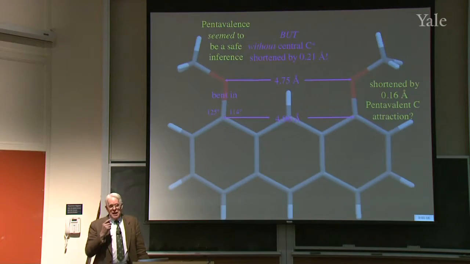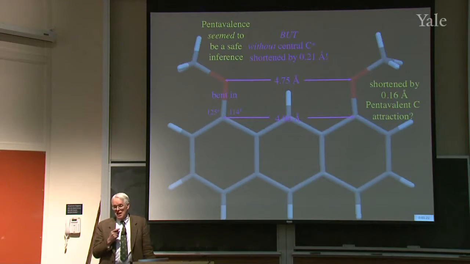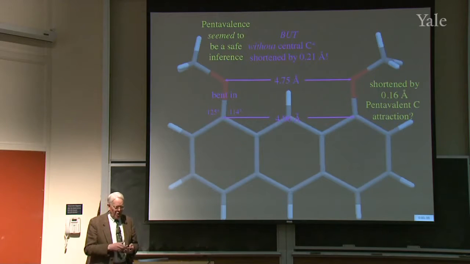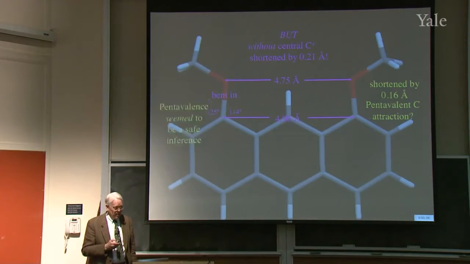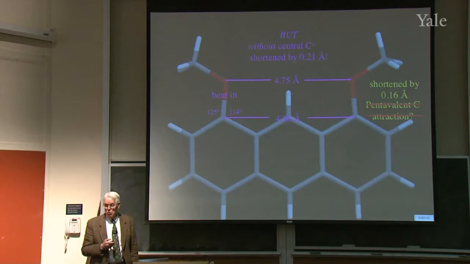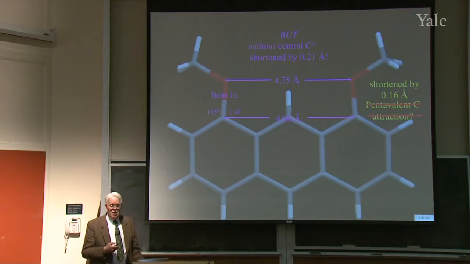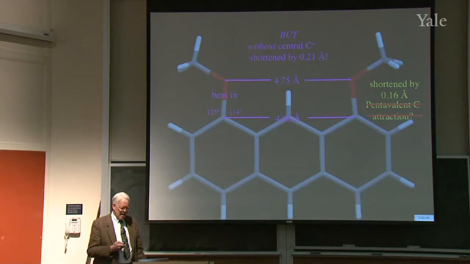But compared to what? If they had just put hydrogen in the middle instead of that positive carbon, it turned out they were sucked in even further. So instead of being 4.84 or whatever it is, it's 4.75 angstroms, right? So much for that proof that these groups are being sucked in, right? With nothing in the middle, just a hydrogen, they're sucked in.